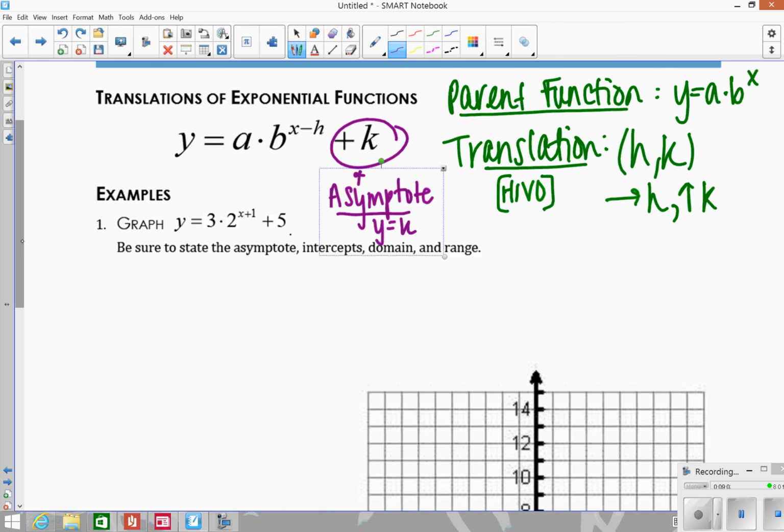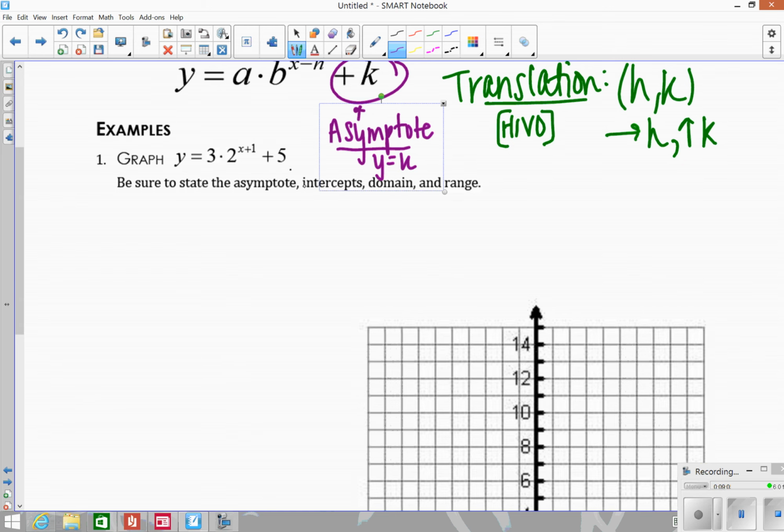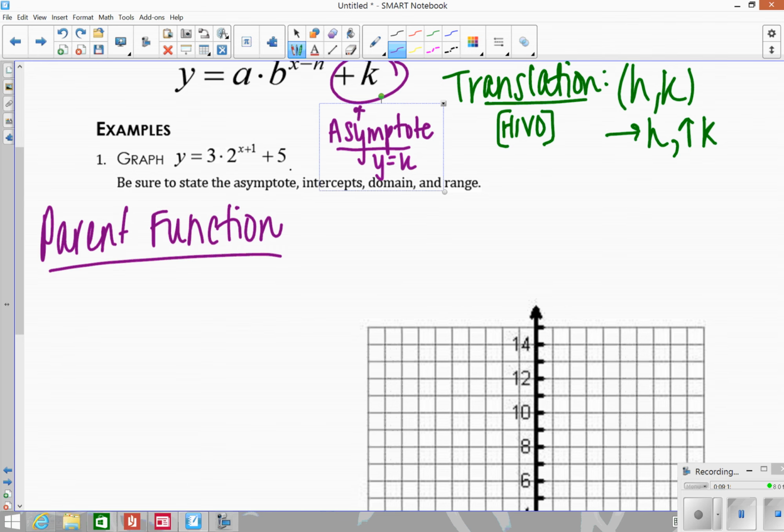So if we look at this first example, when we go to graph this, the first thing we want to do is figure out the parent function. So the parent function is what we're going to start with, and then we'll graph that, and then we'll do the shift. It's easier to start by graphing the parent function because it's easier to calculate. So in this case, the parent function is going to be 3 times 2 to the x. So again, we're ignoring the shift. So we're just going to make an xy table for that.